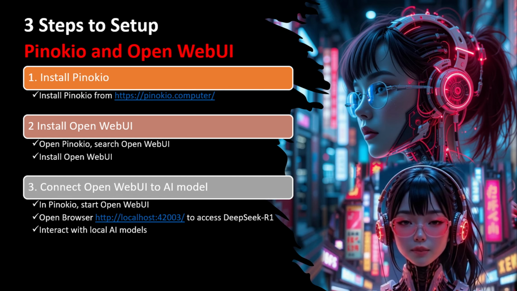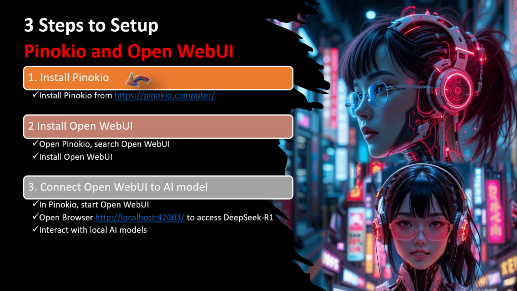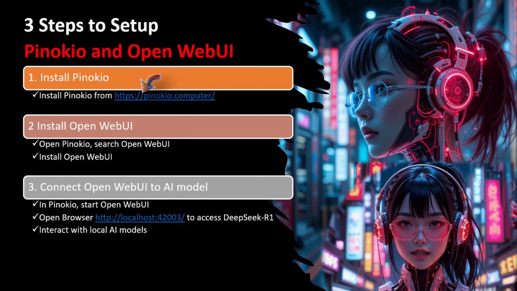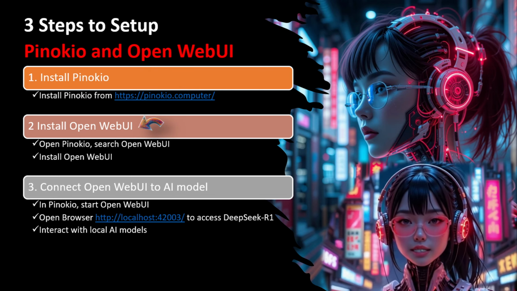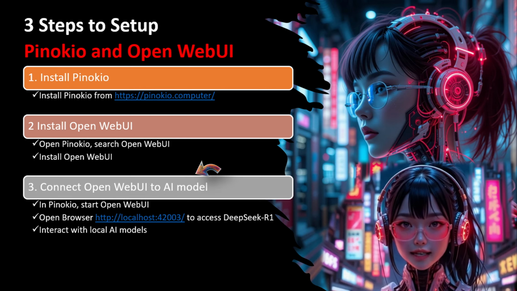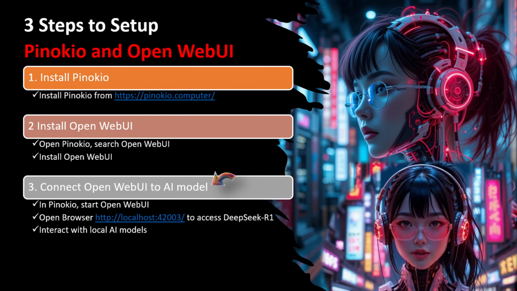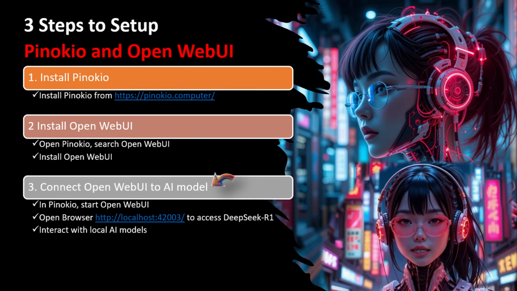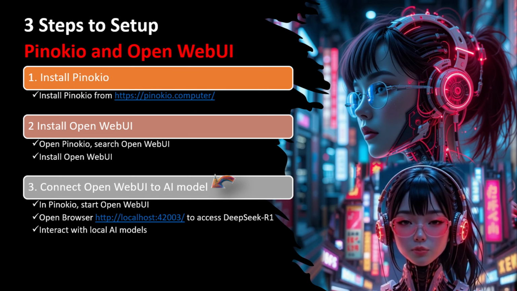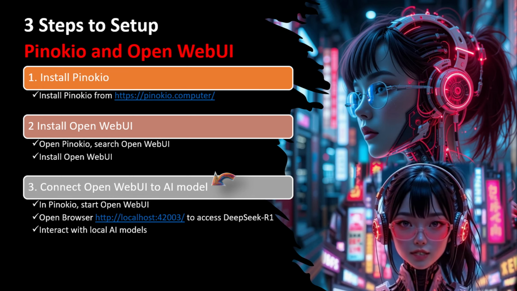I'll walk you through the setup in just 3 simple steps. First, install Pinokio. Download it from pinokio.computer. Second, once Pinokio is installed, open Pinokio to install OpenWebUI. Third, access the OpenWebUI through a browser. Then load up OpenWebUI to access DeepSeek, and you are good to go to play around with it. I will pass the stage back to Stephen to show you the actual demo.